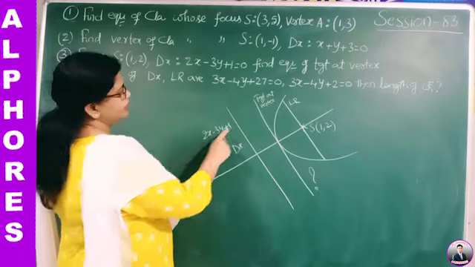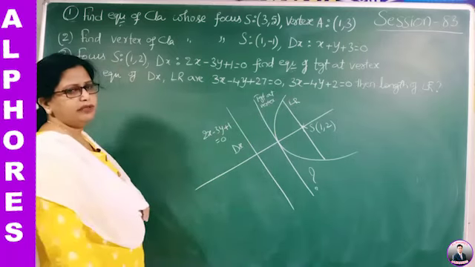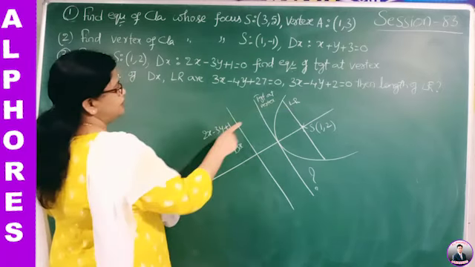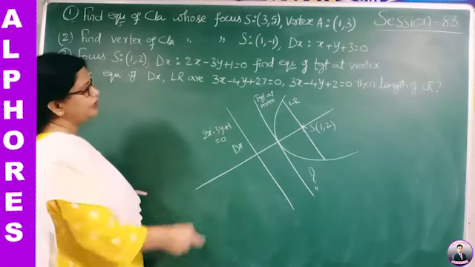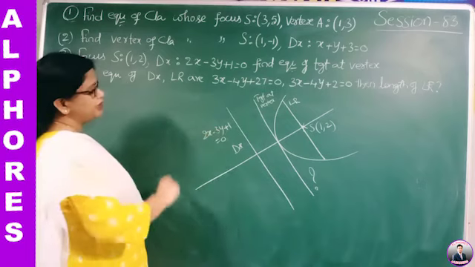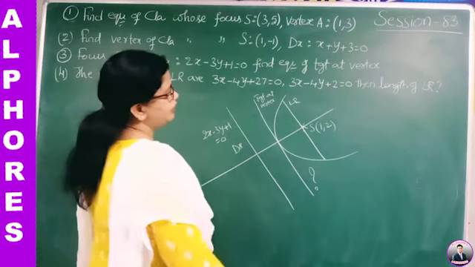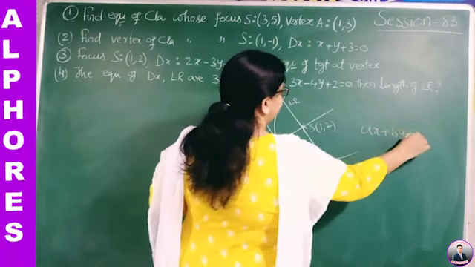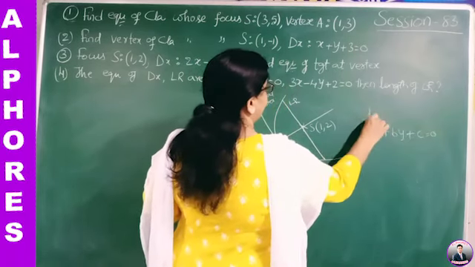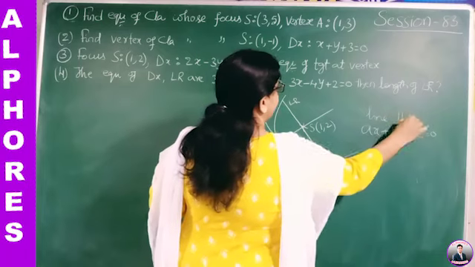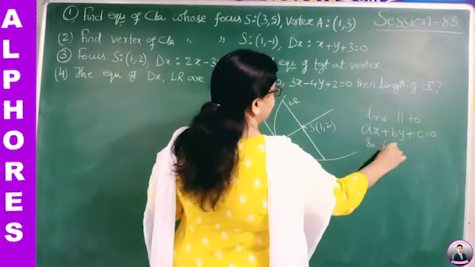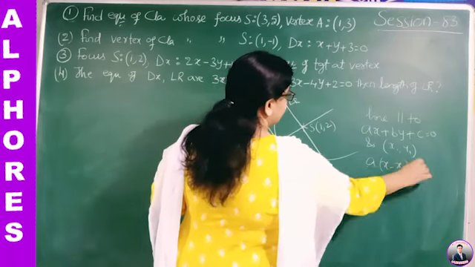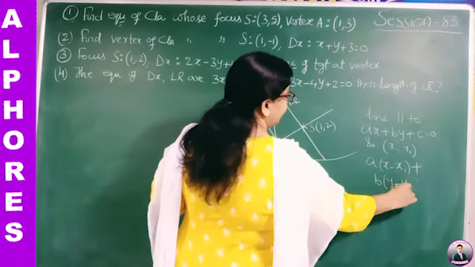Therefore, it is easy to find the latus rectum equation. Both have the same slope because they are parallel. Here the slope is 2/3. You know this formula very well: Ax + By + C = 0 is the line, so a line parallel to Ax + By + C = 0 and passing through (x1, y1) is A(x - x1) + B(y - y1) = 0.